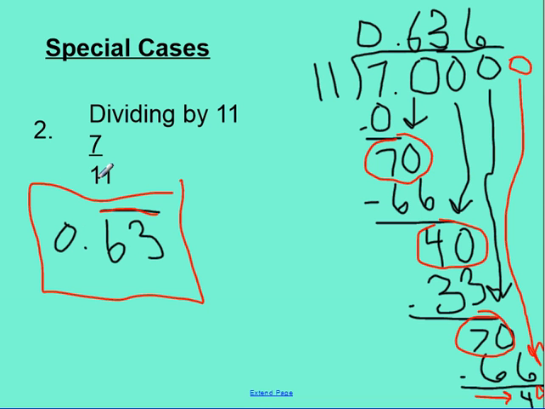Now something really neat about that. Take a look at this 7. Okay, if I were to multiply that 7 by 9, what number do I get? You get 63. I think this is so cool. So look, that's the number that's repeating. Isn't it neat?